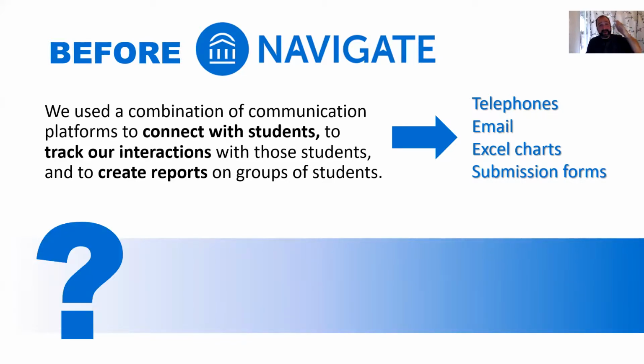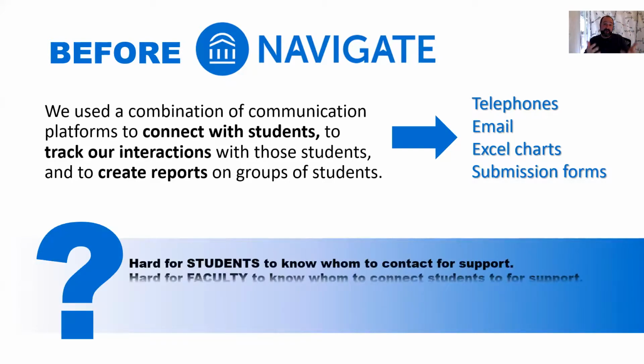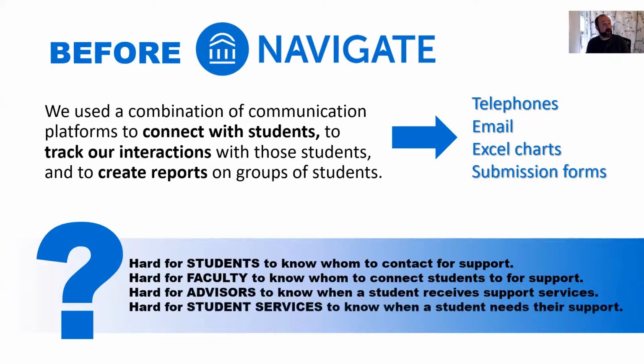And what this did is it made it hard for students to often know who to contact for support, hard for faculty to know who to connect students to for support, hard for advisors to know when a student had actually received support from one of these various support services, and hard for the support services to know if a student actually needed their help, okay?